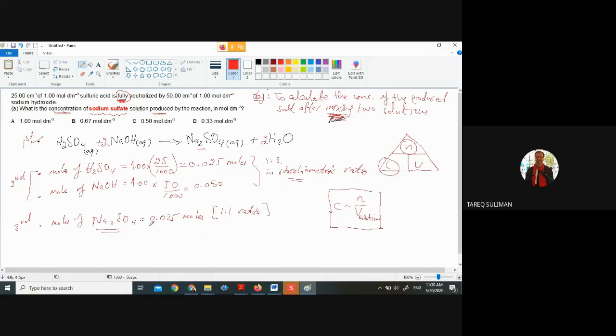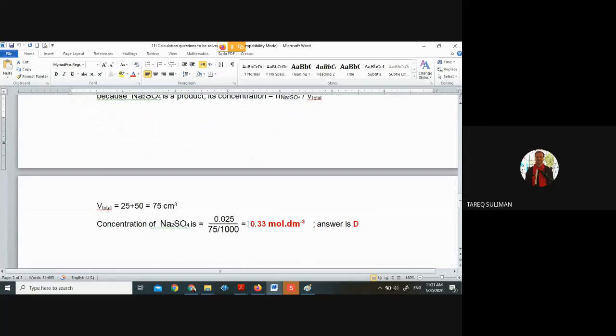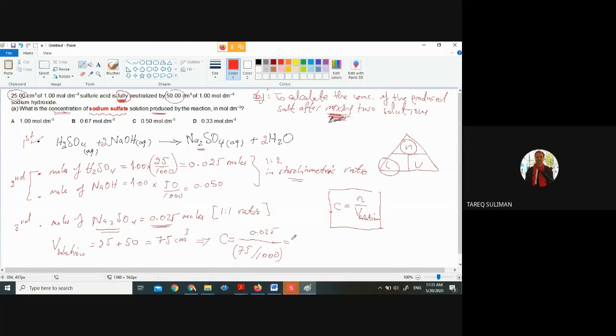What is the number of moles of sodium sulfate? 0.025. What is the total volume of the solution? Volume of the solution equals what? Yes, we mixed 75: 25 of sulfuric acid and 50 from NaOH. So the total volume is 75 centimeter cube. Therefore, the concentration of sodium sulfate in the obtained solution is 0.025 divided by 75, which is also divided by 1000 to convert to decimeter cube. If we divide them, we will obtain this value, 0.33. Clear? 0.33.